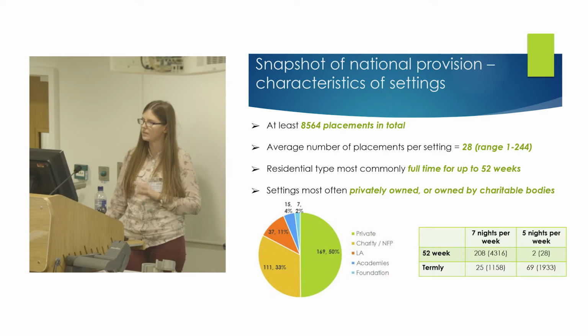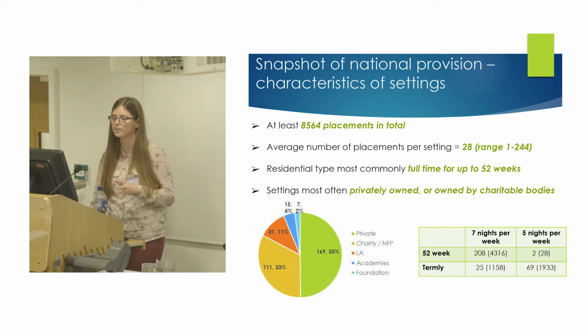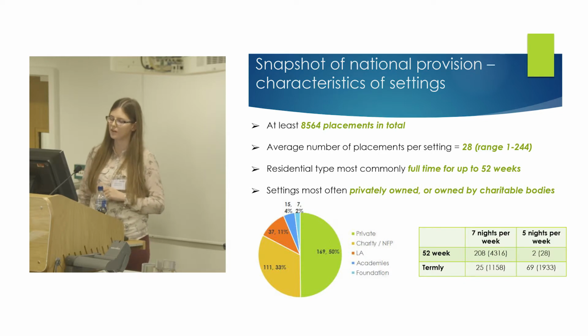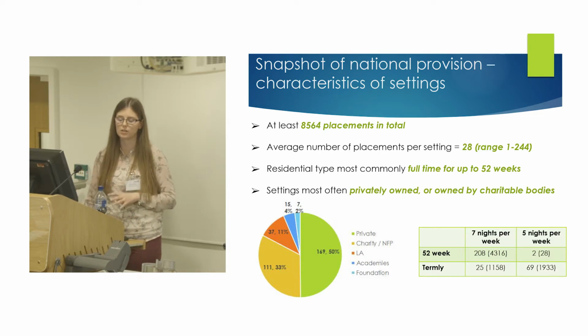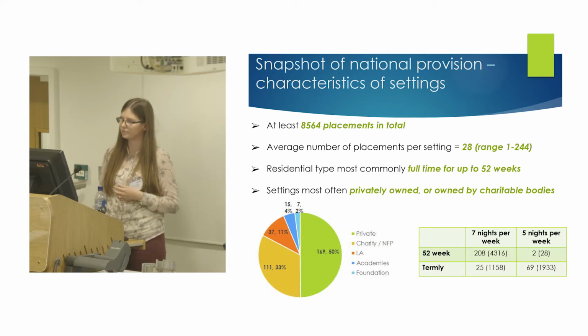In terms of the kind of governing organisations and the number of placements, we found that there were 8,564 placements in total. This information doesn't tell us about the extent to which those placements are filled by people with learning disabilities or autism. That's just the number that are potentially available. We won't know how many are actually filled until we do the survey.